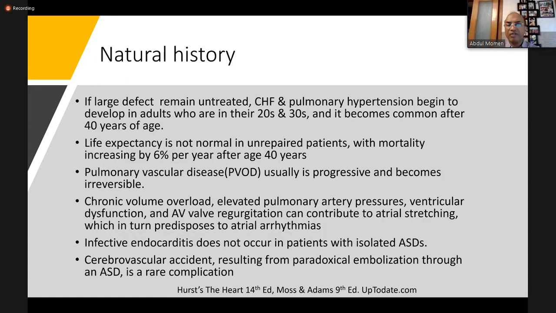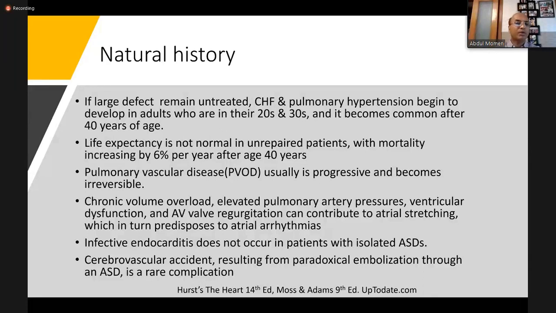Cerebrovascular accident resulting from paradoxical embolization through ASD is a rare complication. It can happen. So any venous clot may travel through ASD to the systemic circulation and producing a stroke.